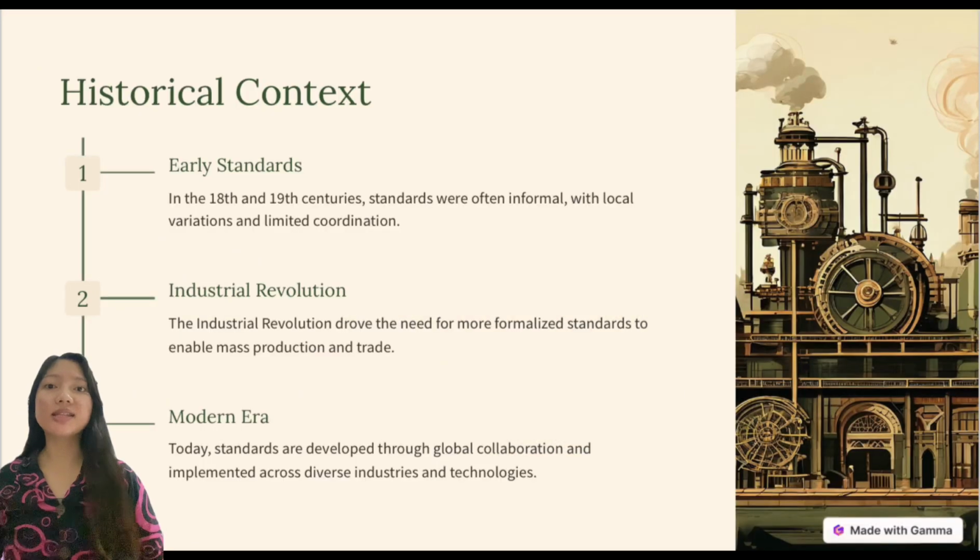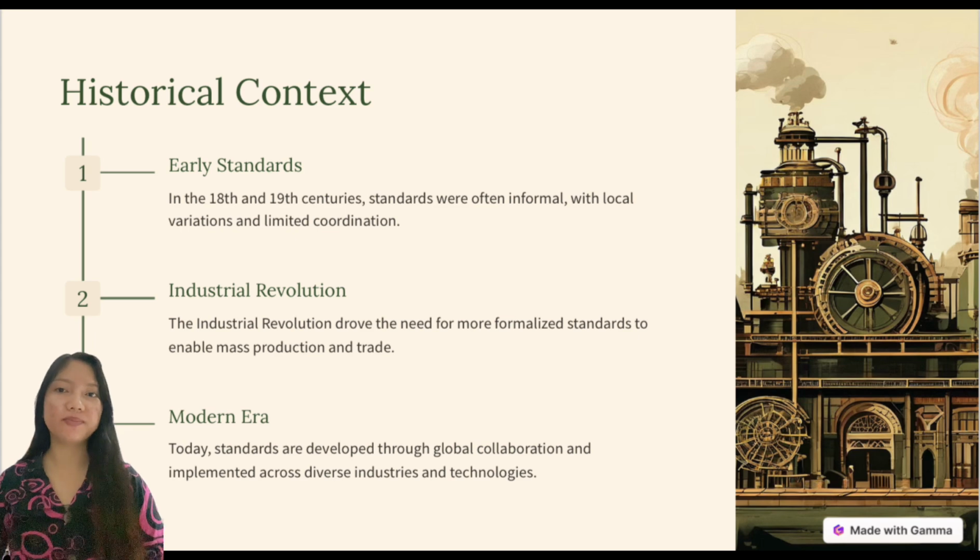Next slide is historical context. There are three historical periods that I will share. The first is early standards. In the 18th and 19th centuries, standards were often informal with local variation and limited coordination. The second is Industrial Revolution. The Industrial Revolution drove the need for more formalized standards to enable mass production and trade.